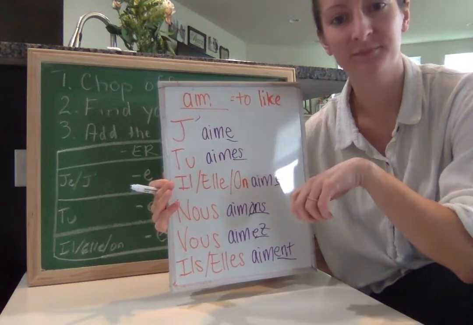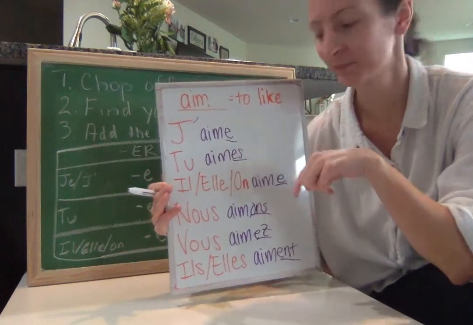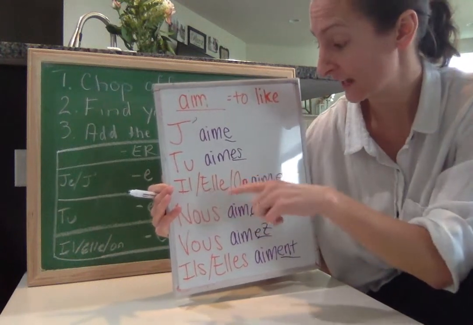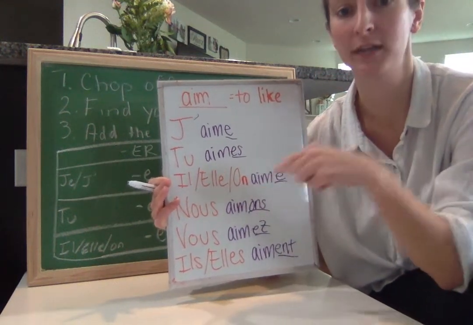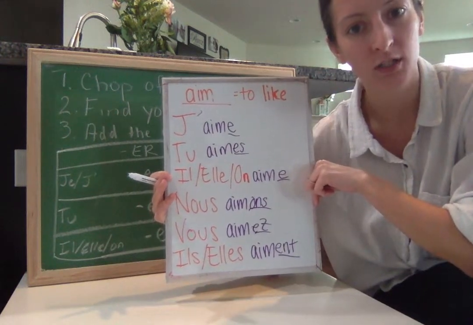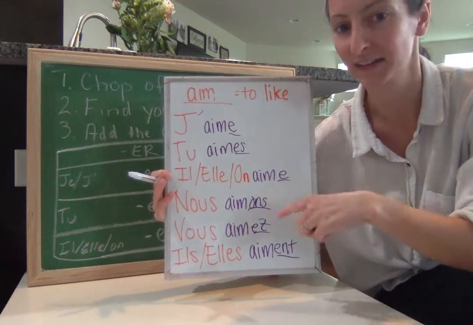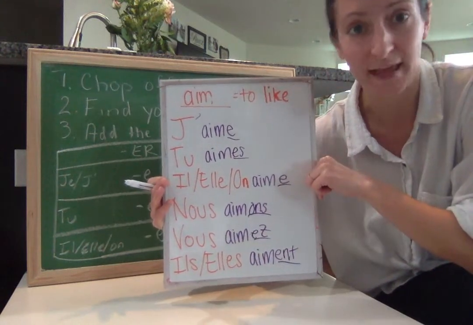Tu aimes. Notice we do not pronounce that S. All right, and for il, elle, and on, we say il aime, elle aime, on aime. For nous, we say nous aimons. Once again, we don't pronounce that S. For vous, we say vous aimez.